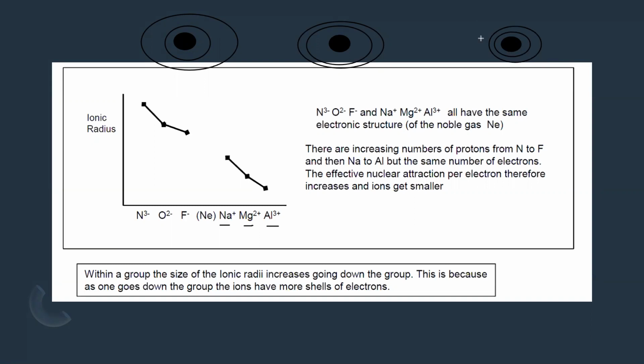So when you compare, for sodium, 11 protons are attracting 8 electrons in the second shell. When you compare magnesium, 12 protons are attracting 8 electrons in the outermost shell.